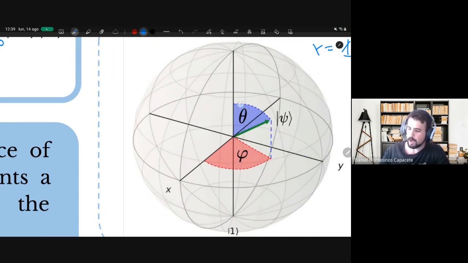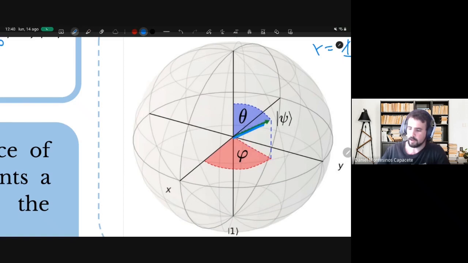And phi is just the angle between the projection, I mean, if you have the vector here, this will be the projection over the horizontal plane, right? That will be the projection.